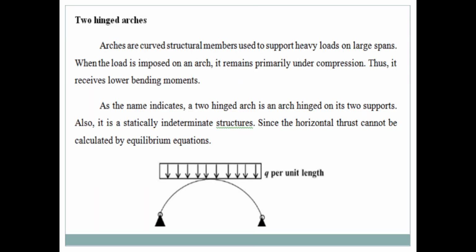Two hinged arches. Arches are curved structural members used to support heavy loads on large spans. When the load is imposed on an arch, it remains primarily under compression, thus it receives lower bending moments. As the name indicates, a two-hinged arch is an arch hinged on its two supports. Also, it is a statically indeterminate structure since the horizontal thrust cannot be calculated by equilibrium equations. So this is the figure of a two-hinged arch.